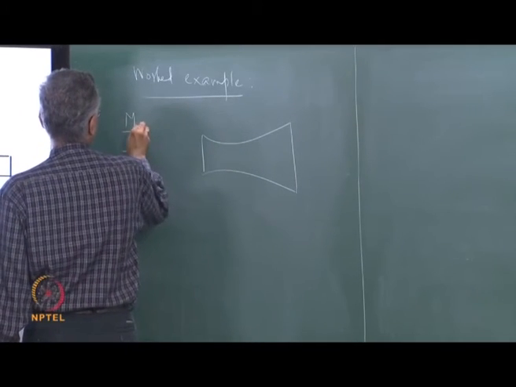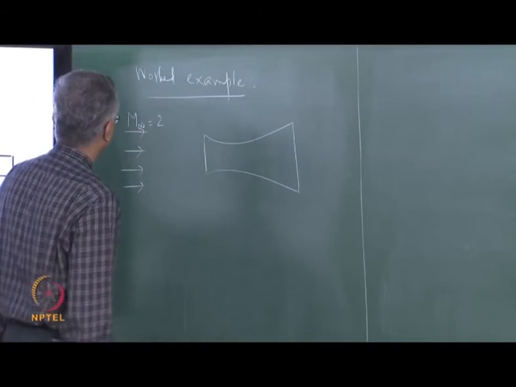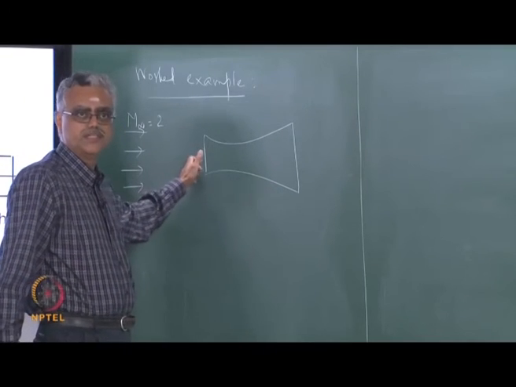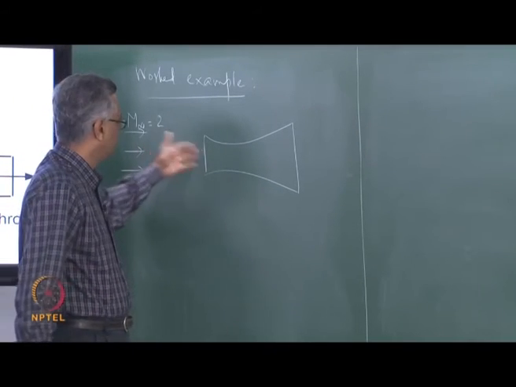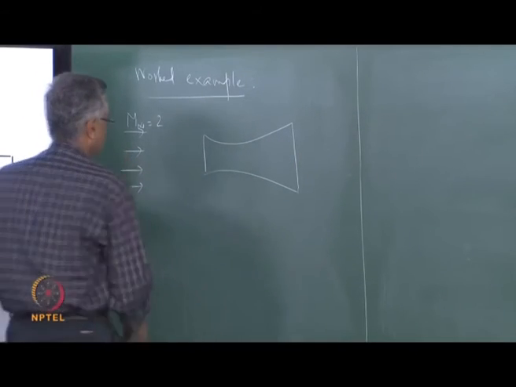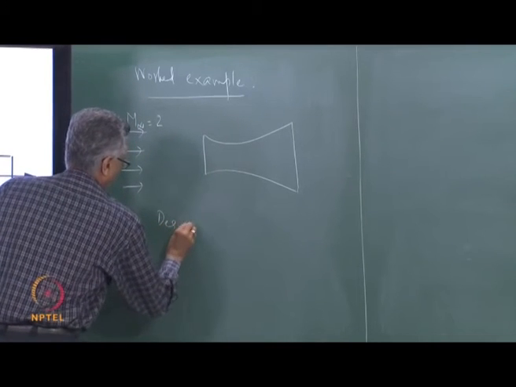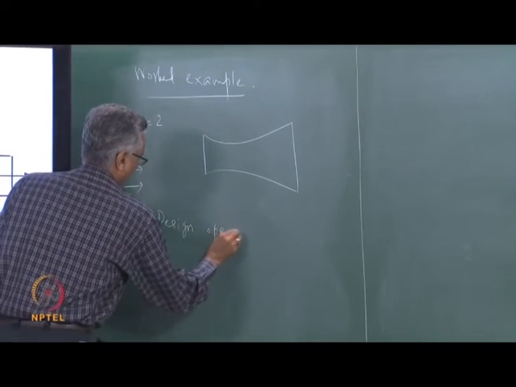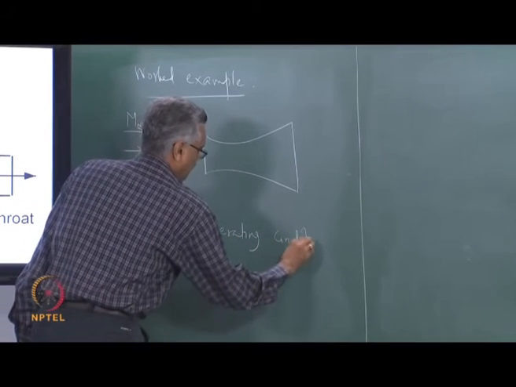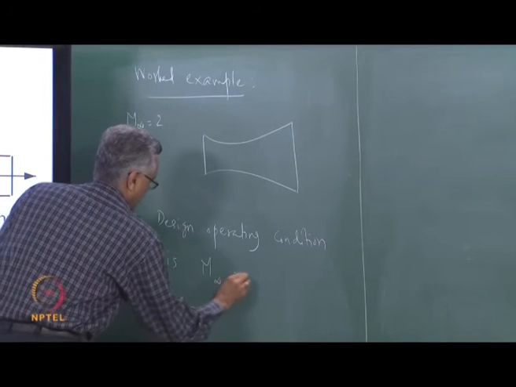Let us say it is designed for a free stream Mach number of... So this is the free stream which enters the nozzle. We are supposed to decelerate it to a subsonic Mach number, okay. So the design operating condition is when the free stream Mach number is 2.